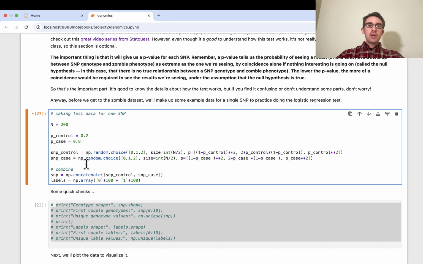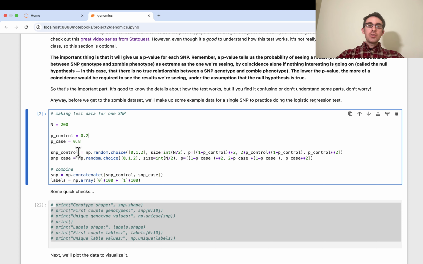So don't worry too much about this stuff. This is just making up an example row of data to work with, where in the real thing we'll have 200 samples, meaning 200 people. Some of them will be what's called cases, which for our project means the zombies, people who became a zombie after being bit. And the others will be controls, which in our project means people who got bit but did not become a zombie.